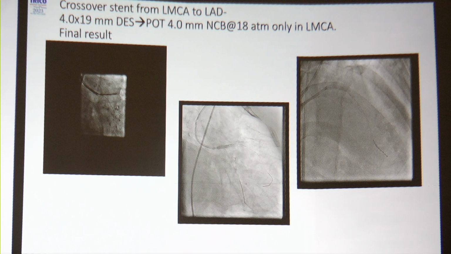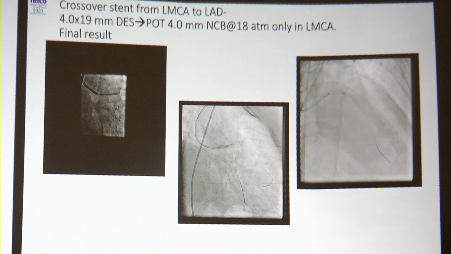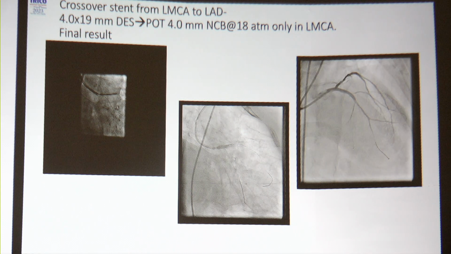that we did it only in the left main, and did not come into the LAD, fearing that high pressure balloon dilatations there in the LAD probably would lead to slow flow, no flow situations. So we just deployed at nominal pressures and did a POT in left main only. And one can see in the final result that the flow was established.